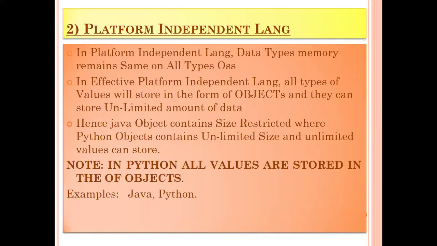Second factor is platform independent language. What do we understand by platform independent? Platform independent means everything we store is stored in the form of objects, and we can store an unlimited amount of data, and it remains the same on all the OSs. So Java oriented is size restricted, whereas Python objects contain unlimited size and unlimited values. So Python stores everything in the form of objects.